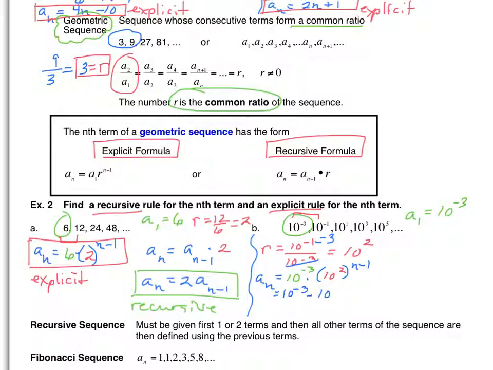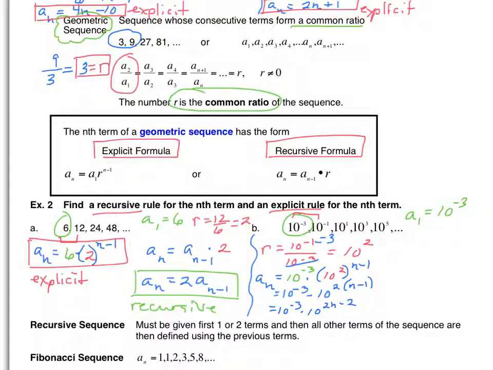So this ends up being equals 10 to the negative 3 times 10 to the 2 times n minus 1. And so then I want to distribute that 2, and so I end up with 10 to the negative 3 times 10 to the 2n minus 2.